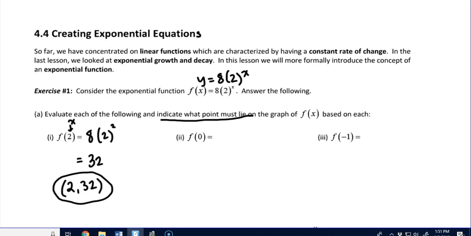All right, so hopefully you took time to pause and work those both out. So it would be 8 times 2 to the 0 and 8 times 2 to the negative 1 power. Well, anything to the 0 power is a 1. So it's really like 8 times 1, which is 8. So that gives me the point (0, 8).